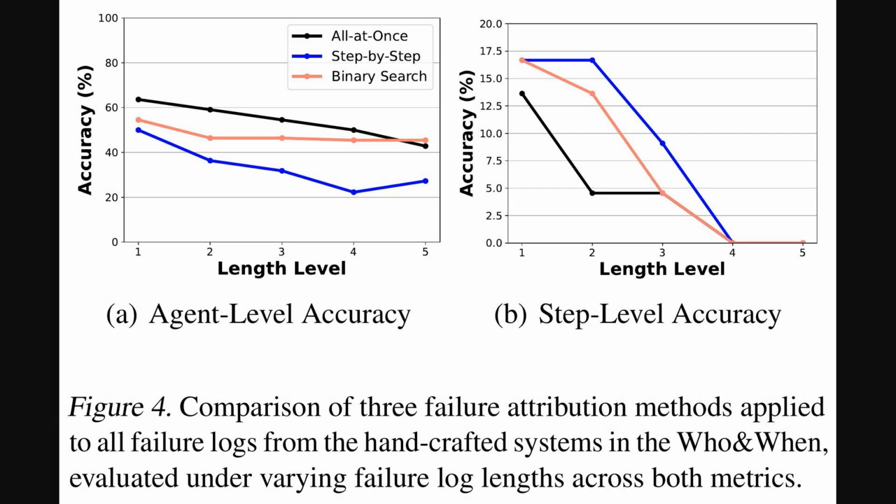Building on that trade-off we just saw, this next pair of charts digs into another crucial factor, how the length of the failure log affects accuracy. These particular results are for the handcrafted systems. On the x-axis, you have 5 length levels, going from shorter logs to much longer ones. And the trend is pretty stark. For both agent-level and step-level accuracy, performance for all the methods drops as the logs get longer. In fact, for step-level accuracy on the right, the performance basically plummets to near zero for the longest conversations.